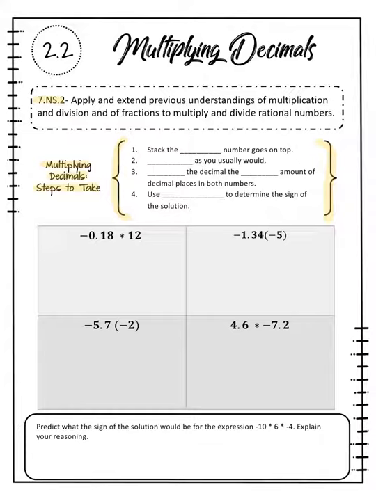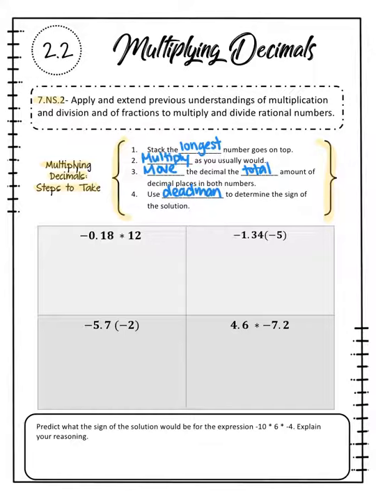Alright, step number 1. We're going to go ahead and stack the longest, not the biggest this time, the longest number on top, and then we would multiply as we usually would. We're going to then move the decimal the total amount of decimal places in both numbers, and then as always we are going to use our dead man to determine the sign of the solution. Easiest way to learn math is by doing math, so let's go ahead and try this out with two examples.